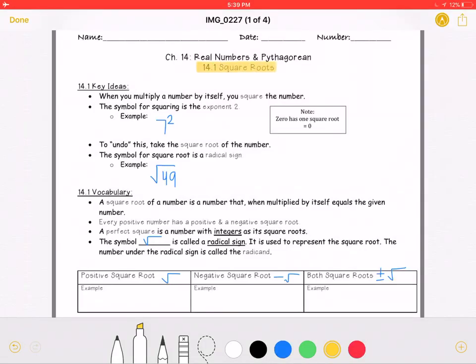When you multiply a number by itself, you square the number. The symbol for squaring is the exponent 2. So our example, 7 squared. What that means is you're multiplying that number 7 by itself twice. So what this really means is we're doing 7 times 7, which equals 49.